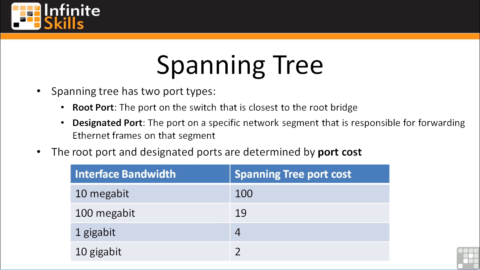You don't have to memorize this table, but as you can see, the faster the bandwidth, the lower the cost. So let's say you have two switches that are connected to each other, and they're connected with redundant links. One's a 1 gigabit link and one's a 10 gigabit link. Well, Spanning Tree will pick that 10 gigabit link because the Spanning Tree port cost is lower for 10 gigabit versus 1 gigabit. We'll pause here and pick up our discussion of Spanning Tree in the next video.